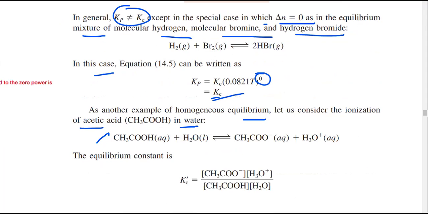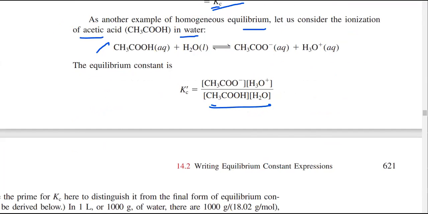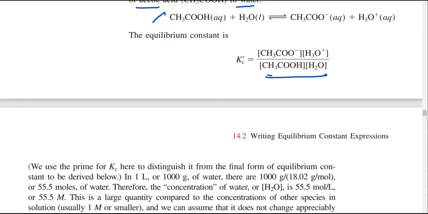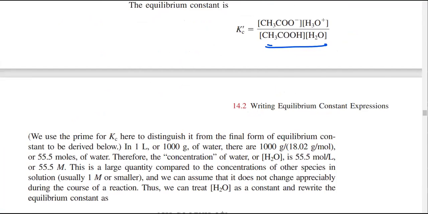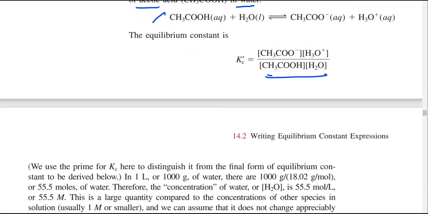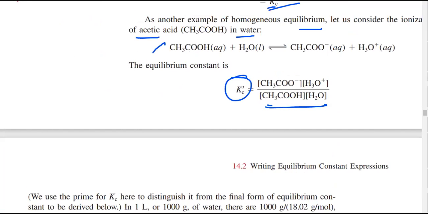If you write the concentration of acetate ion times H3O+ ion divided by the concentration of acetic acid times water, this is the equilibrium constant for this reaction. We'll use the prime for Kc here, to distinguish it from the final form of the equilibrium constant to be derived. That's why we wrote Kc prime.